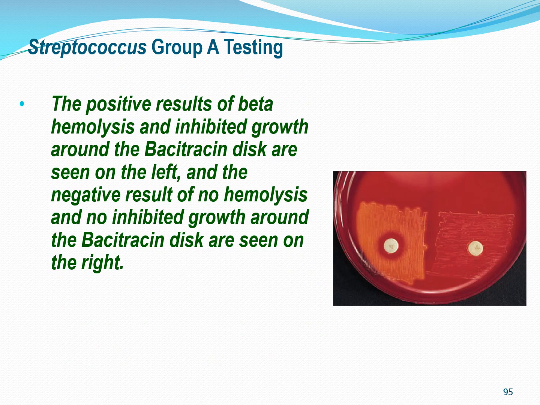The positive results of beta hemolysis and inhibited growth around the bacterium disc are seen on the left, and the negative results of no hemolysis and no inhibited growth around the bacterial disc are seen on the right. So you see the difference between a positive and a negative.